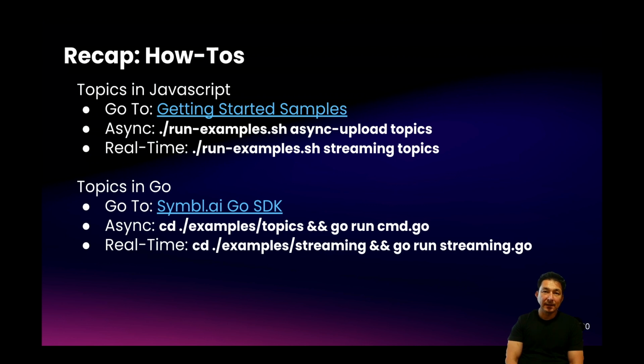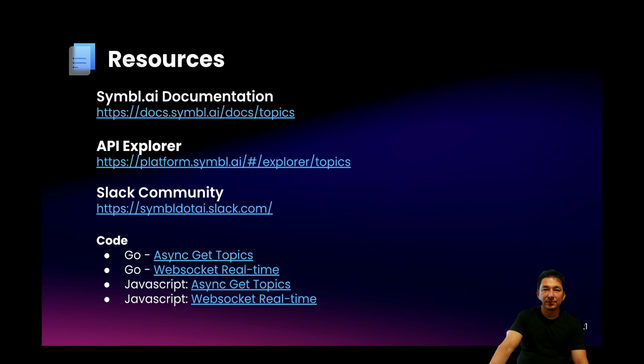For a recap on the how-tos, you can recreate everything done in this demo using the information contained on this slide. This will enable you to exercise the topic feature in the JavaScript async API and in real-time WebSockets with the Go SDK. Here are some additional resources: the Symbl.ai documentation and the API Explorer, which offers a very excellent way, without code, to explore the platform's different capabilities.